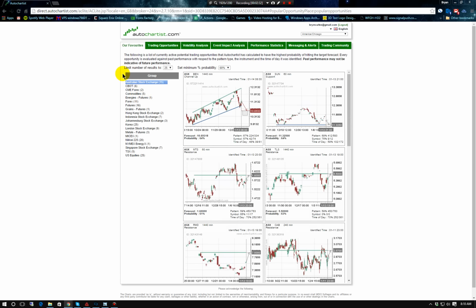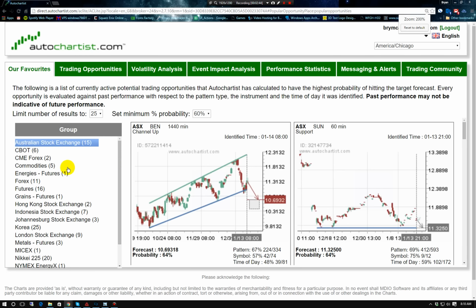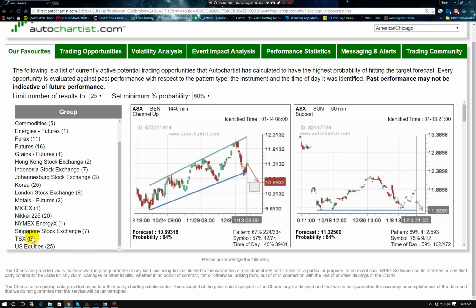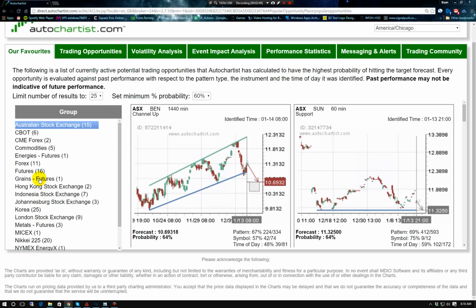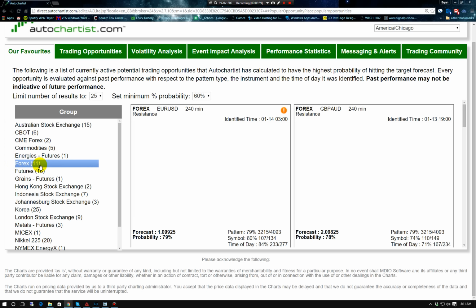I'm not going to get into all of these. Basically, I'm just going to show how the software works and my opinions on it. But you get Forex, futures, grains. You can see all the markets and everything. Let me zoom in again so you can see. This is everything that you can get signals and ideas from. I'm not going to call them signals because a lot of these I just consider ideas because the probability is so low. But we're going to be mainly taking a look at Forex today.